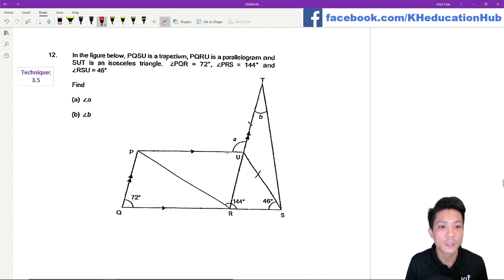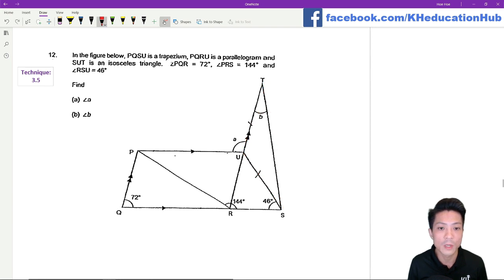Question 12. In the figure below, PQSU is a trapezium. PQRU is a parallelogram. And triangle SUT is an isosceles triangle.